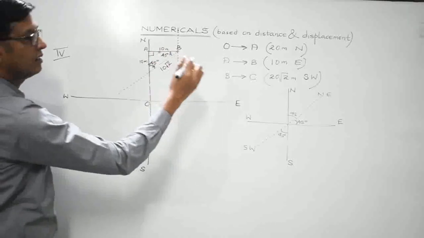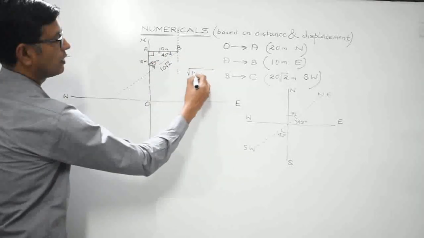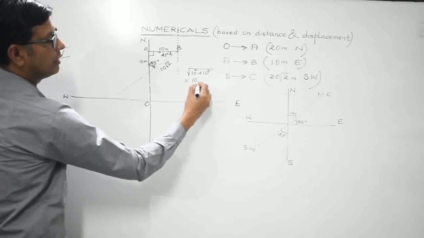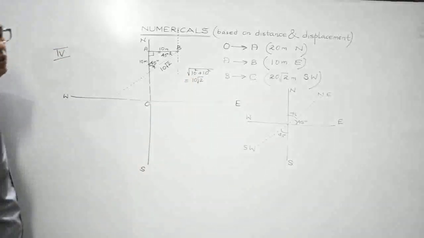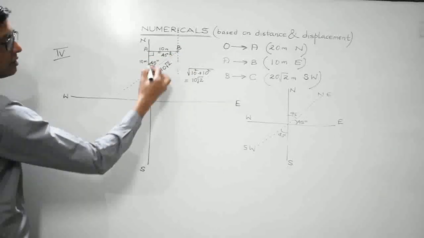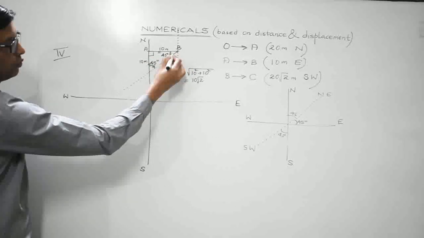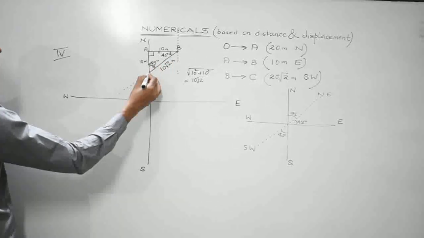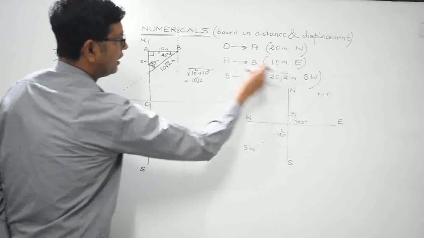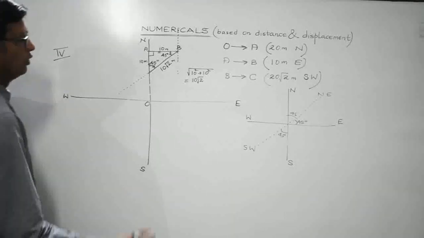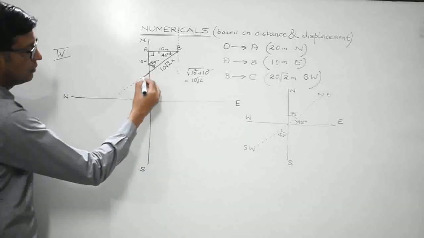Square root of 10 square plus 10 square. So it will be equal to 10 root 2. Right? So this is 10, this is 10. So the hypotenuse will be 10 root 2 meter. So up to here, it is 10 root 2 meter. But he has covered a distance of 20 root 2 meter towards southwest. So he will continue along this path.